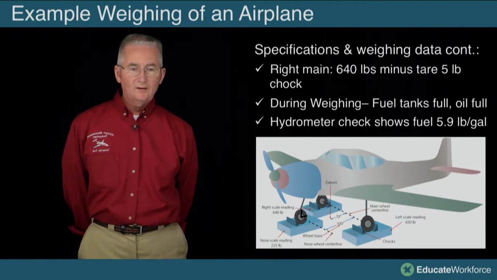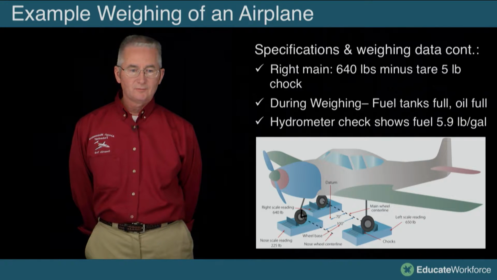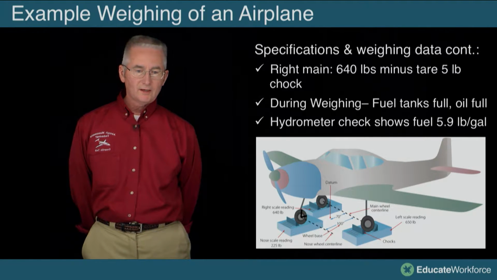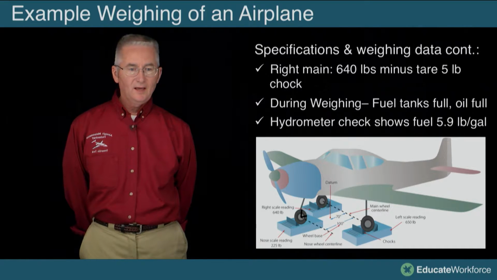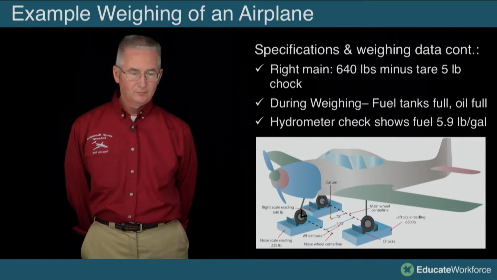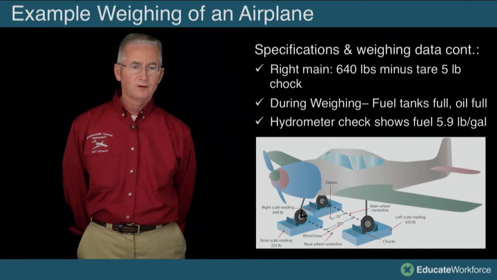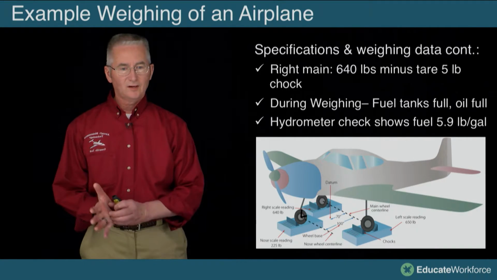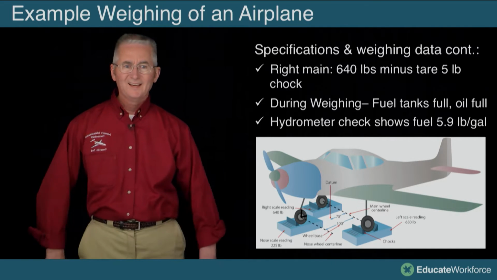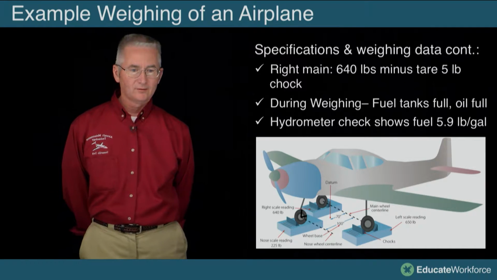We can use a hydrometer to actually check the specific gravity of the fuel. You check it against what the specific gravity should be on a standard day, and then we determine that the fuel is actually close to 6 pounds per gallon. It's 5.9 pounds per gallon. So you'll take that into consideration. On a small aircraft like this, not going to make a whole lot of difference in the total weight.